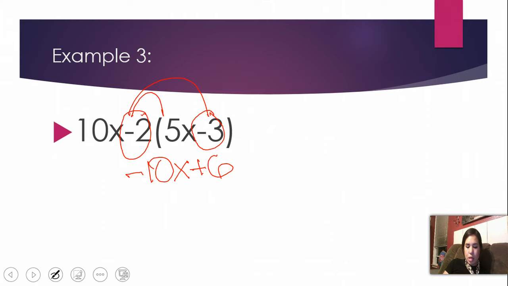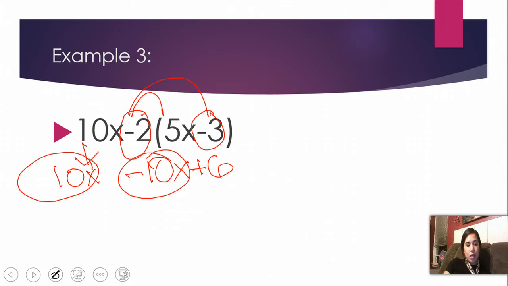And then I bring down the 10x that was at the very beginning. So I have 10x minus 10x plus 6. Again, I try to combine like terms if I can, and I see that I have 2 x's, so I can combine those. 10x minus 10x actually becomes 0. So my final answer is just 6.